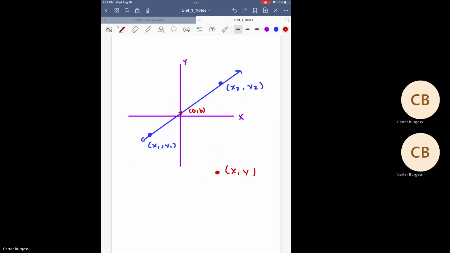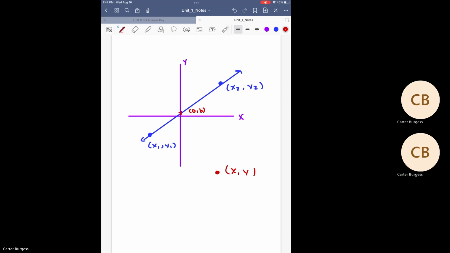Why do I write y2 minus y1 over x2 minus x1? Why the indices? Any guesses? Yeah. The second point? Yeah, it's the second point.